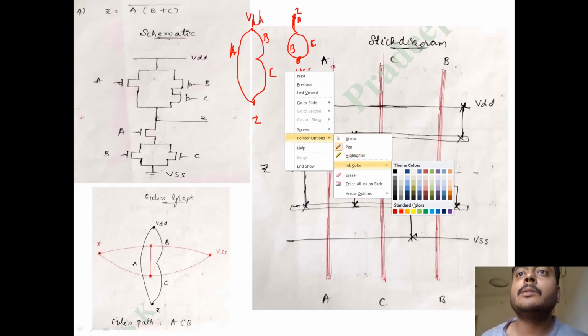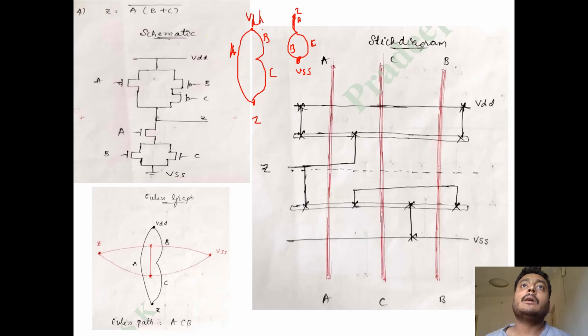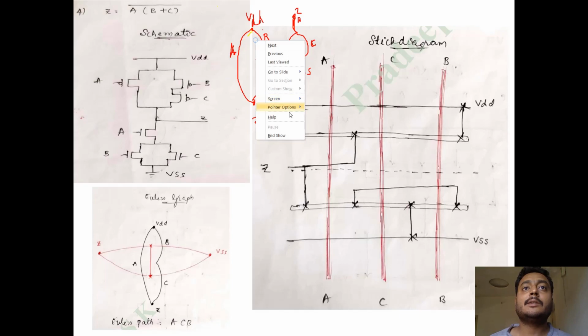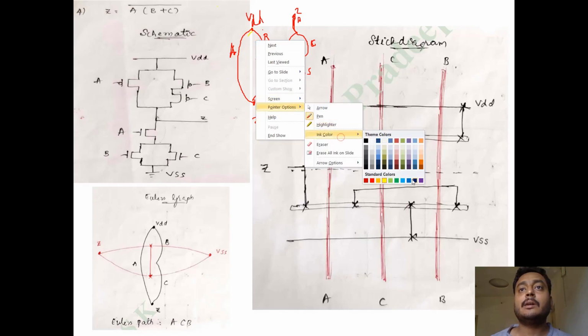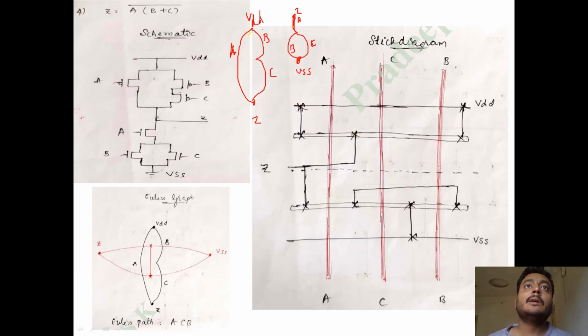Okay, so for the Euler's path, we'll try to go with, so here. Okay, so first I will start with this one. Okay, I'll just take some other color. Okay, so blue. Right, so if we start with A, from A I can go for C, I can go for B. So ACB, this is one path I got.